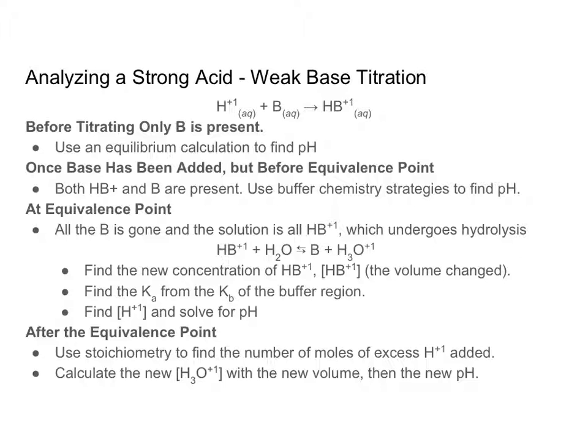At the equivalence point, all of the base is gone, and the solution is all HB plus, the conjugate acid, which undergoes hydrolysis, and you have to calculate the new concentration of the conjugate acid. You have to find the Ka from the Kb, and then you can calculate the H plus to eventually solve for the pH. Anything past the equivalence point, you just calculate the new volume of the H3O plus and calculate the new pH. Questions about that?